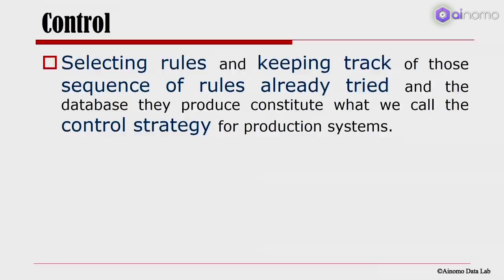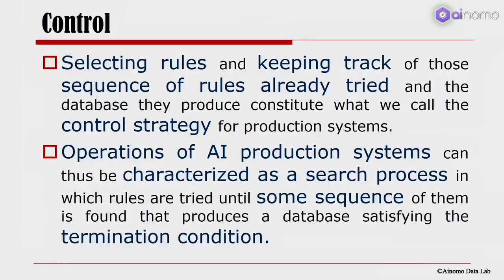Let us now focus on the different control strategies. Selecting rules and keeping track of the sequence of rules already tried and the databases they produce constitute what we call the control strategy for production systems. Operations of AI production systems can therefore be characterized as a search process in which rules are tried until some sequence of them is found that produces a database satisfying the termination condition.